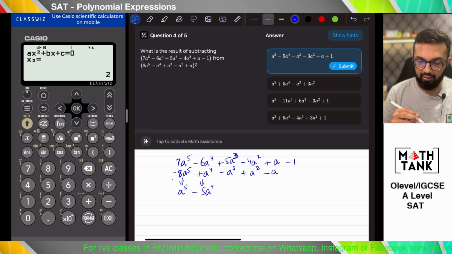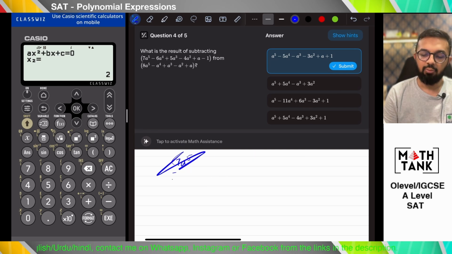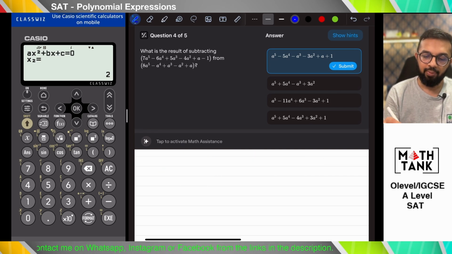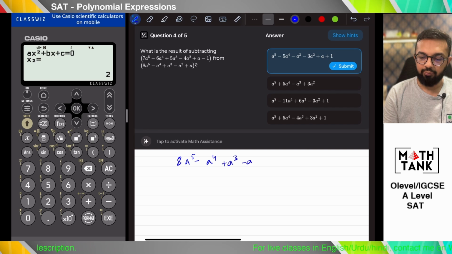Okay, I think my mistake is that I have written it the other way around. My bad. Let's do that first. What is the result of subtracting this from that? So I have to first write this and then subtract that. Okay, so minus 7a power 5 plus 6a power 4. Wording matters. I just noticed that.